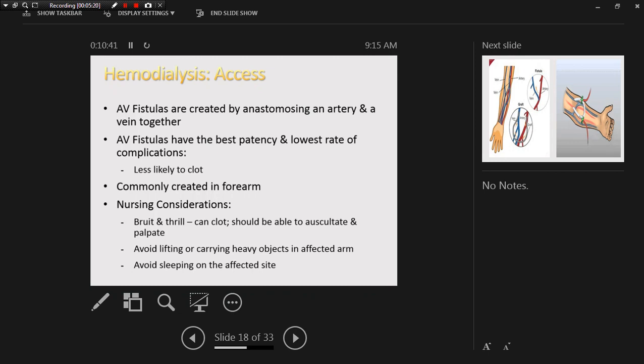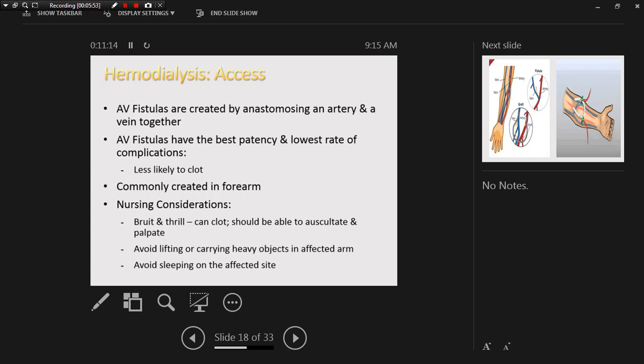AV fistulas are better to use over grafts because it's more natural. We're actually using the supplies of our body that we already have. It's more intrinsic, so you're going to have better patency. It's going to work more in line with your patient's body, so you're going to have a lower rate of complications, less likely to clot as compared to a graft. There are still a lot of complications and adverse outcomes with fistulas, but not as compared to grafts.